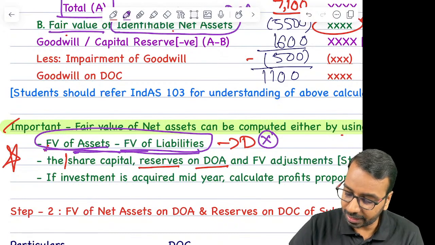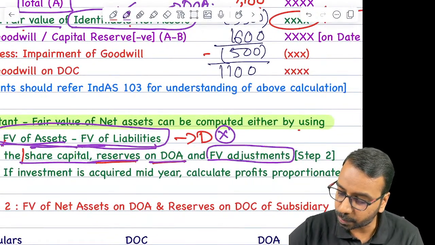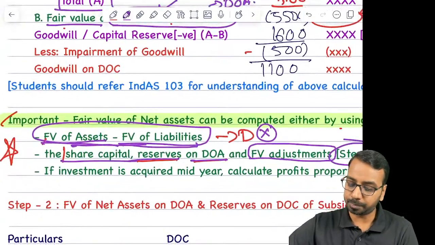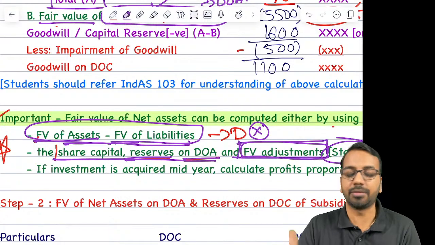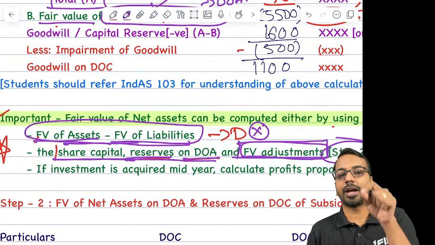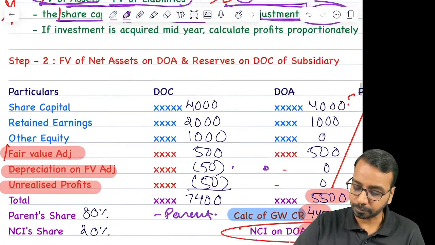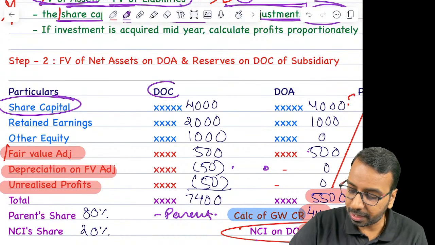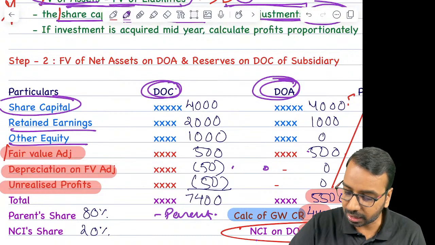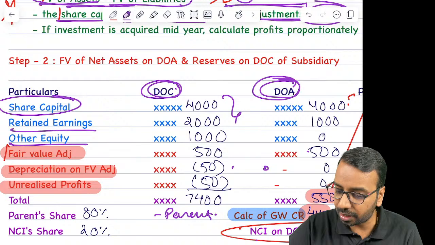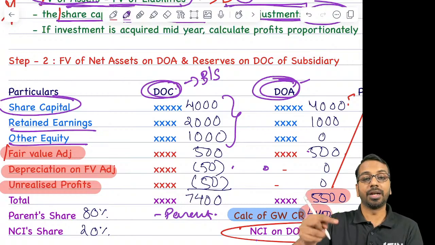In other cases, you will take the share capital, reserves on date of acquisition and any fair value adjustment. This we will cover in step 2. So whatever is the share capital and reserves on date of acquisition, we will do some fair value adjustment to arrive at identifiable net assets on the date of acquisition. So, coming to step 2, we take share capital on date of consolidation and date of acquisition, retained earnings on date of consolidation and date of acquisition, other equity, all the items. What is the value on date of consolidation? This is the balance sheet date. The date of acquisition is the date on which we have obtained the control.